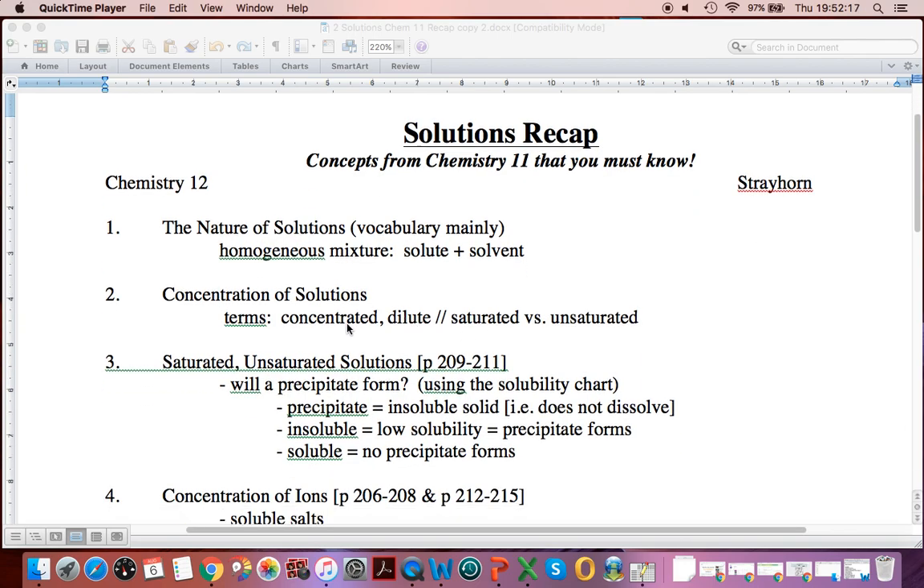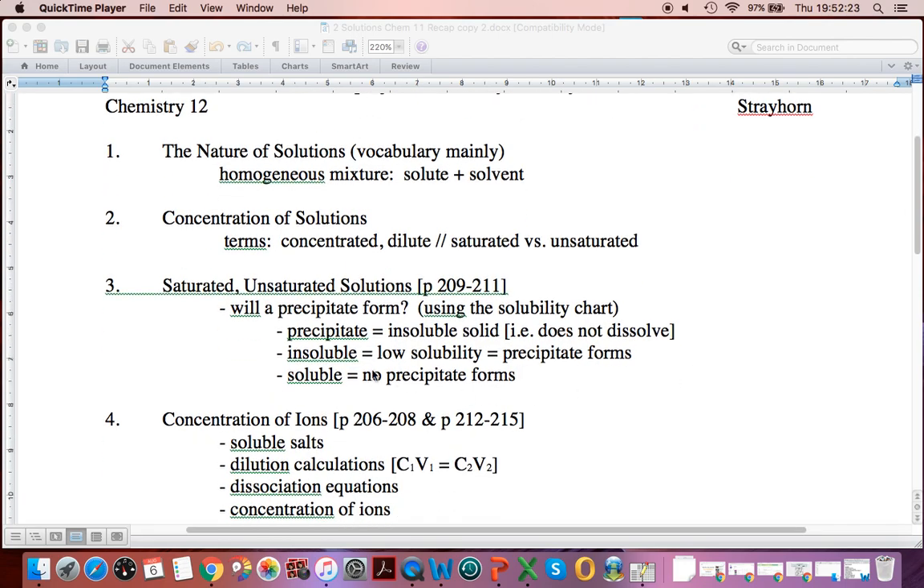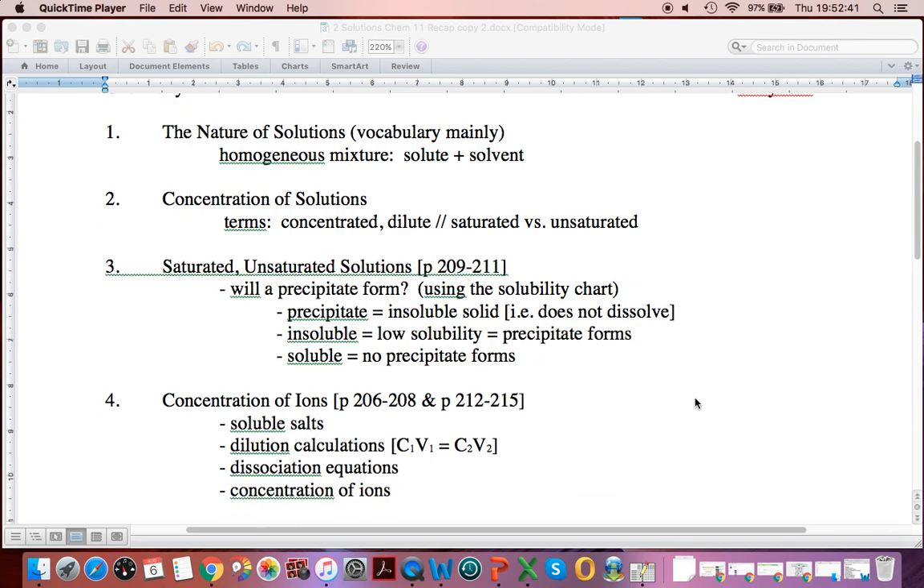You should know terms like concentrated versus dilute, saturated versus unsaturated, molarity. You should know what it means for a precipitate to form. In other words, you should recall the solubility chart from last year and how to use it. You should recall that if you get a precipitate, it's going to be insoluble or low solubility. And if something's soluble, we're not getting a precipitate.